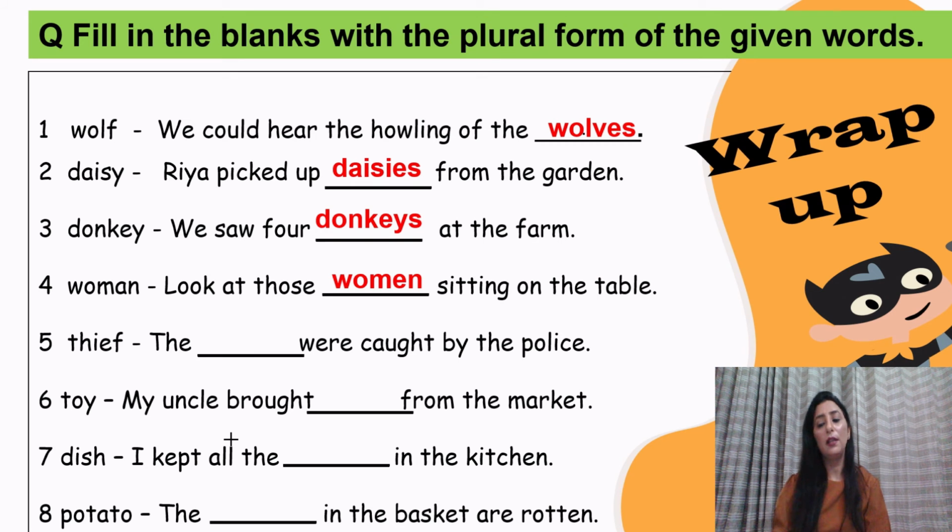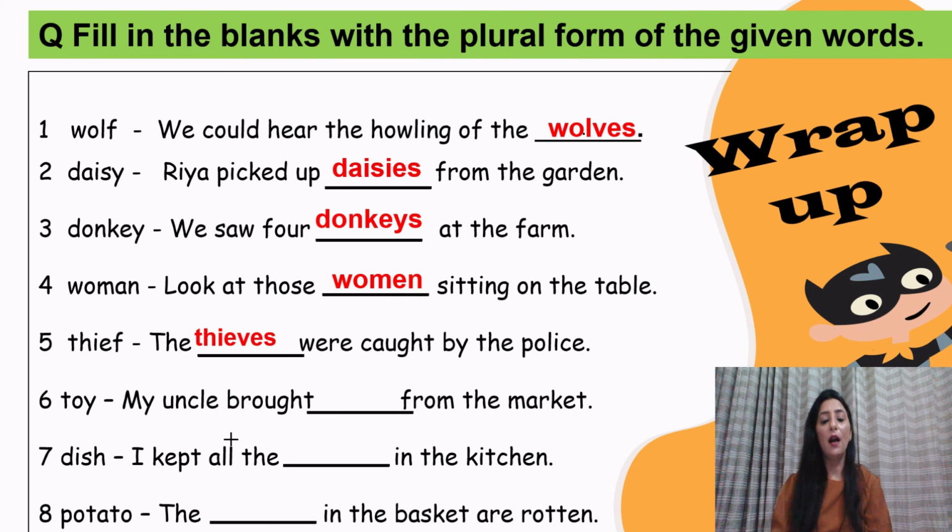Now the word thief, we know it's ending with letter F. And what does the rule say? When the word is ending with F or FE, we need to cut F or FE and add VES to form its plural form. So thief becomes thieves.